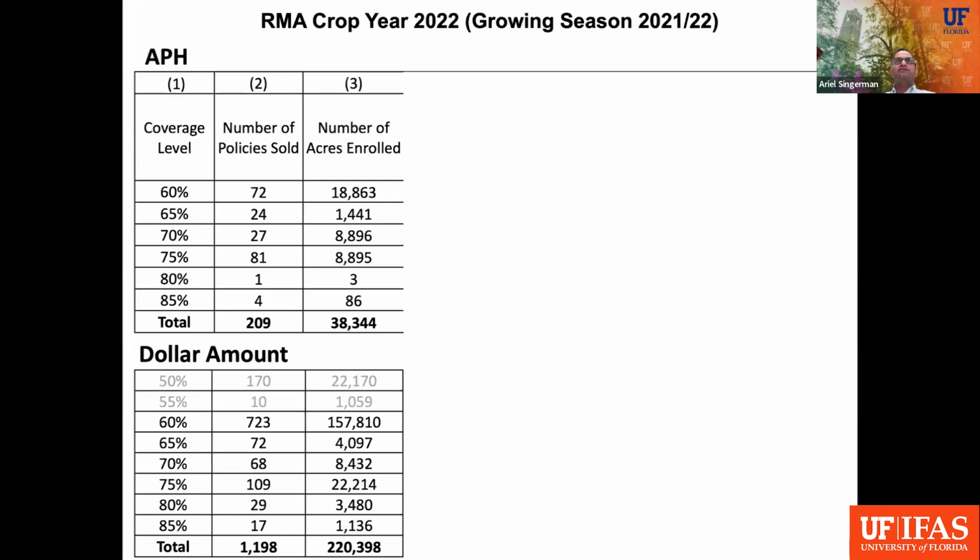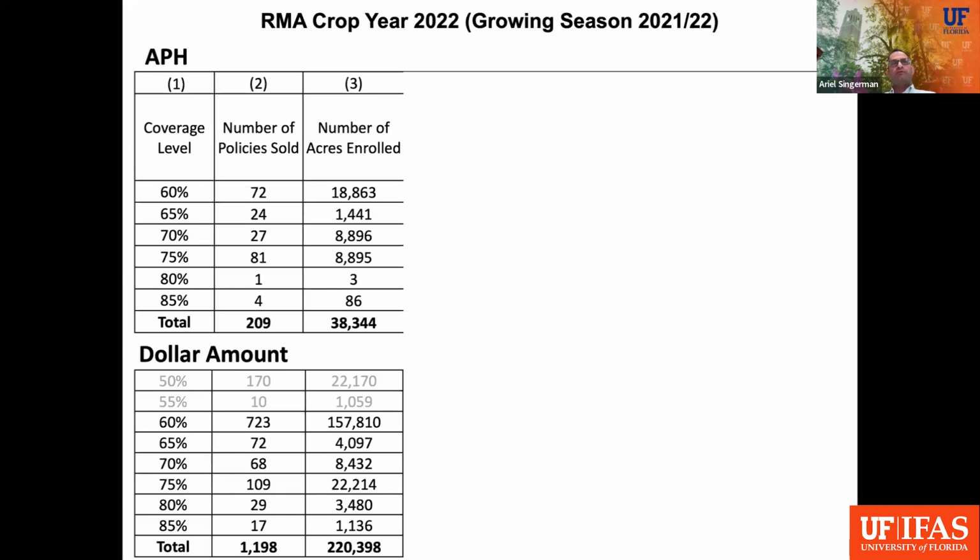And this first slide is for the year 2022. And so we have APH and dollar amount, and we have 3 columns. Coverage level, which is the one that growers can choose. We have the number of policies sold under each of those, and the number of acres enrolled.